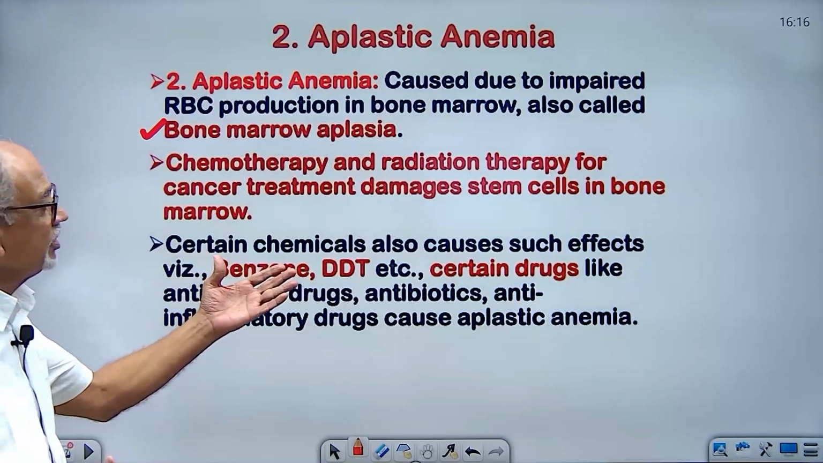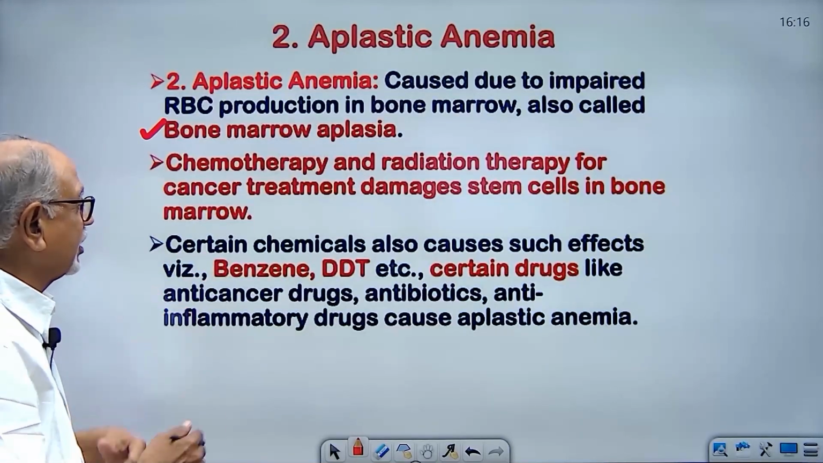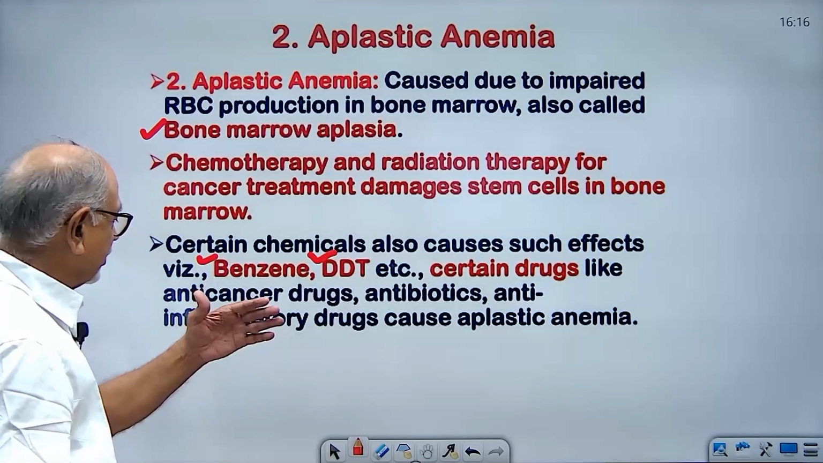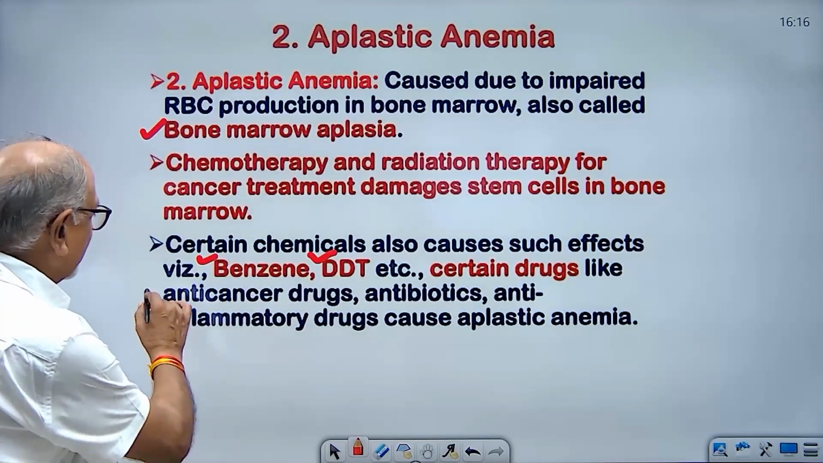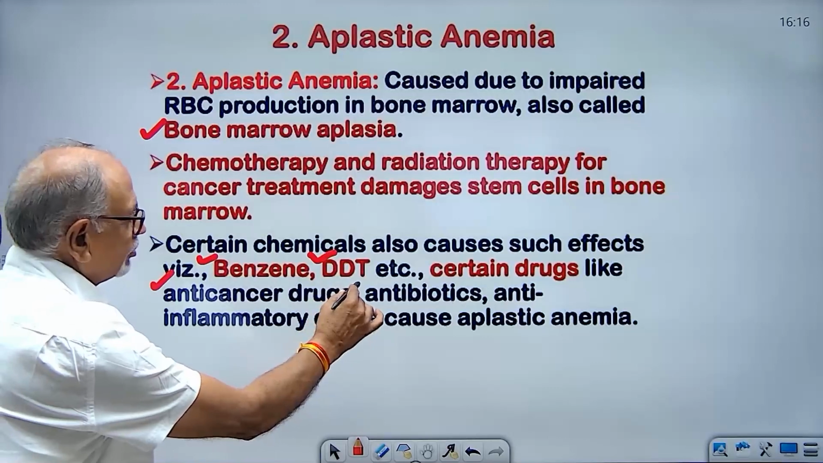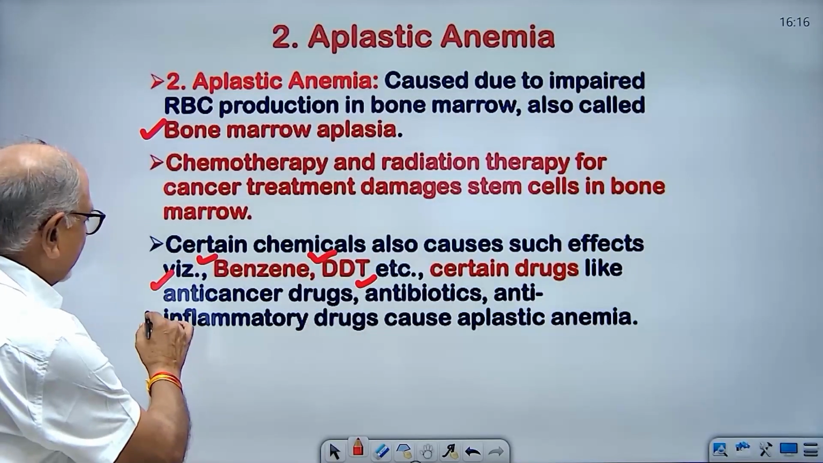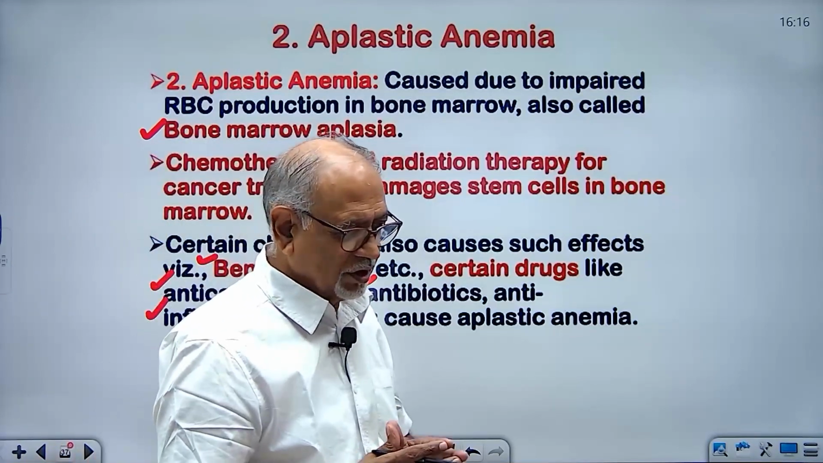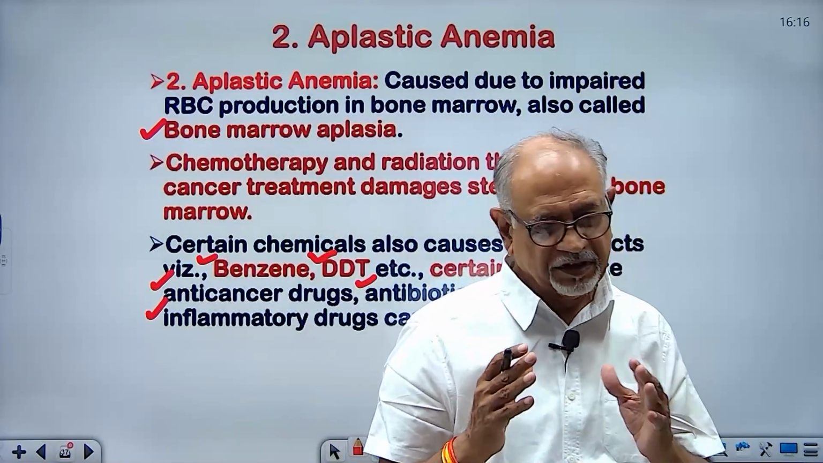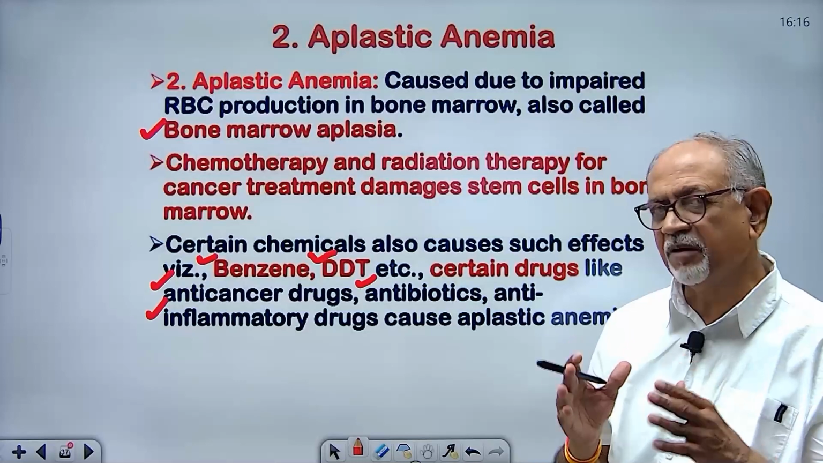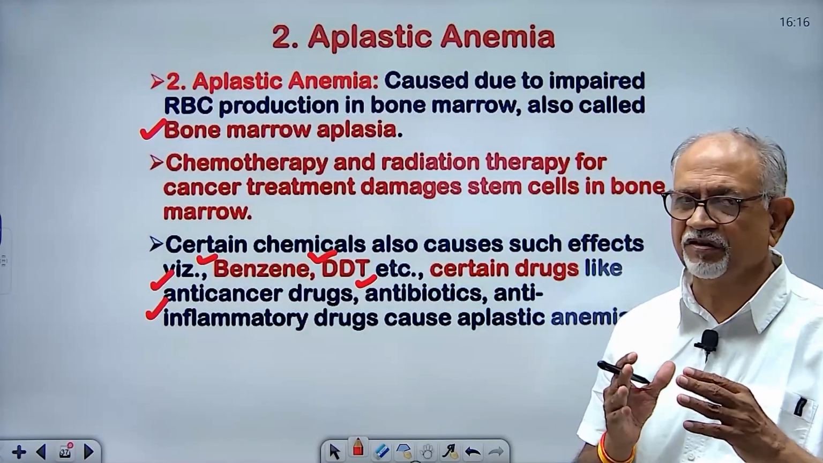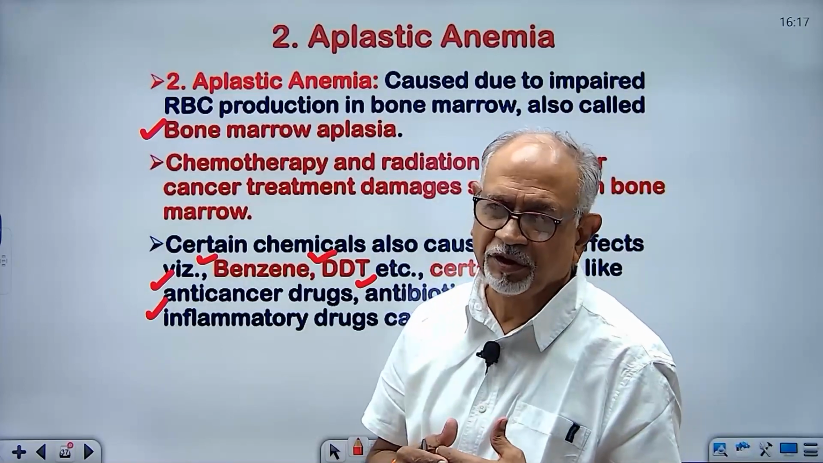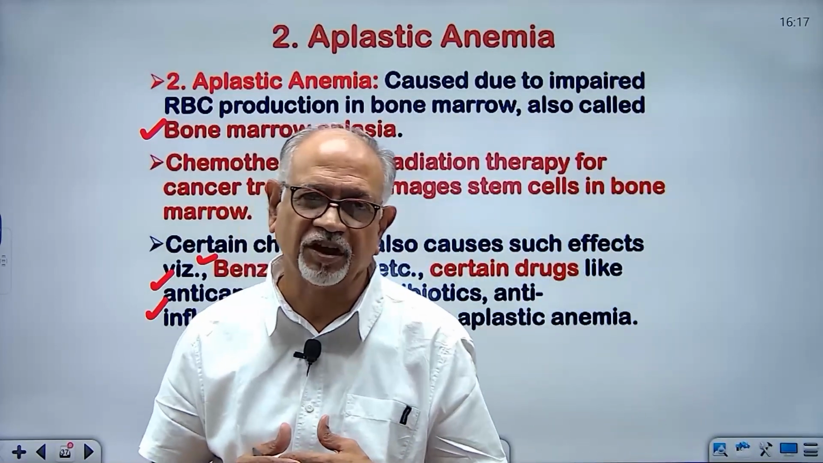Then there are certain chemicals also causes such effect, like benzene, DDT, certain other drugs like anti-cancer drugs, antibiotics, anti-inflammatory drugs. These are also reasons for aplastic anemia, as they affect the stem cells, that is blood forming cells in the bone marrow.